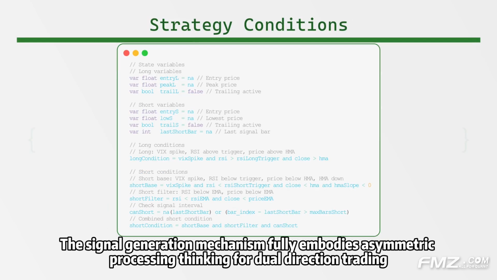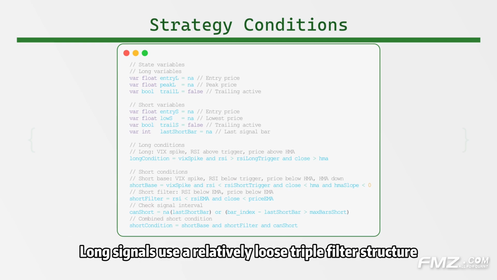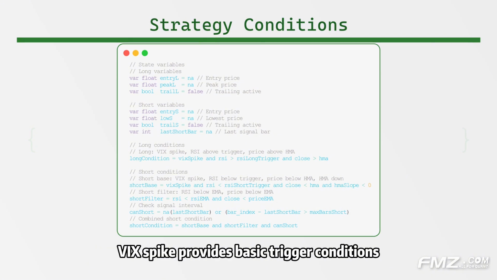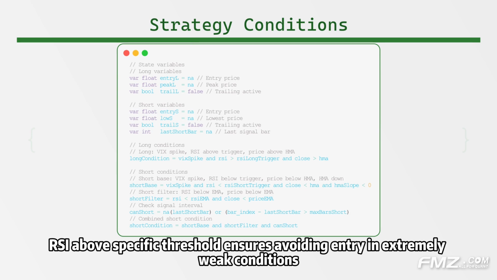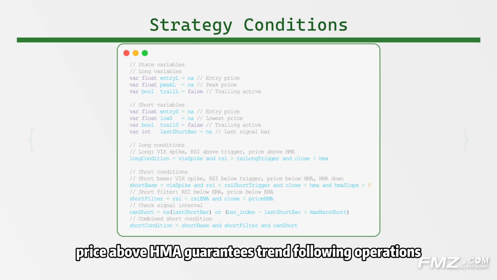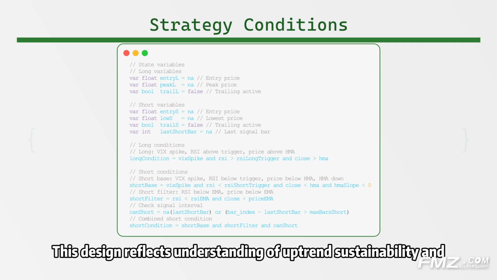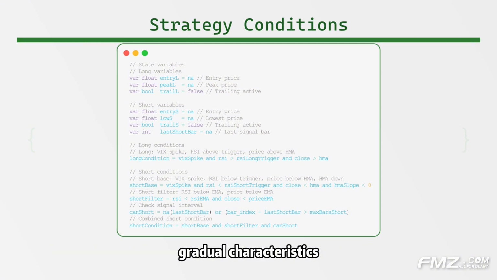The signal generation mechanism fully embodies asymmetric processing thinking for dual-direction trading. Long signals use a relatively loose triple filter structure. VIX spike provides basic trigger conditions. RSI above specific threshold ensures avoiding entry in extremely weak conditions. Price above HMA guarantees trend following operations. This design reflects understanding of uptrend sustainability and gradual characteristics.